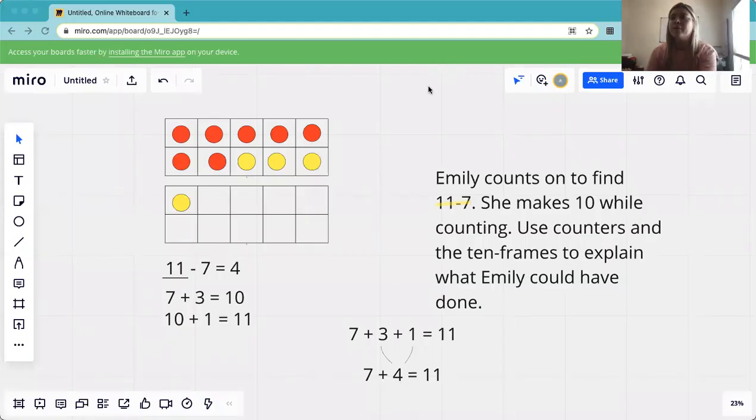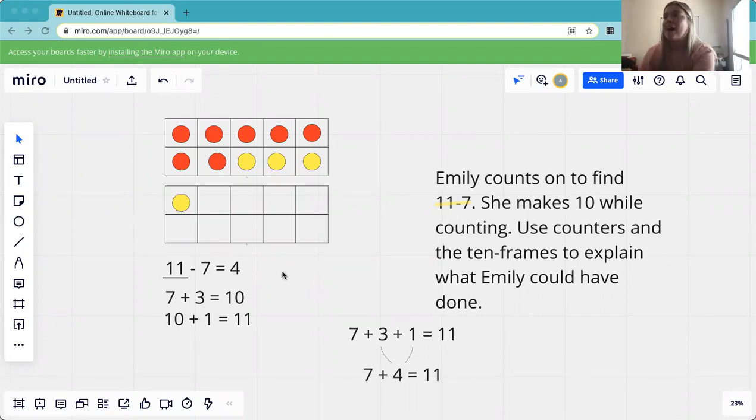All right, so real quick, I know that 11 right here is my whole, and that 7 right here is one of my parts, in my addition equation and in the subtraction problem. So the other part is the same for the subtraction problem. So it would be 11 minus 7 equals 4.